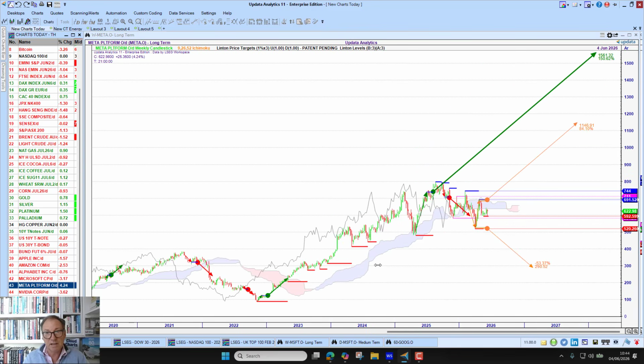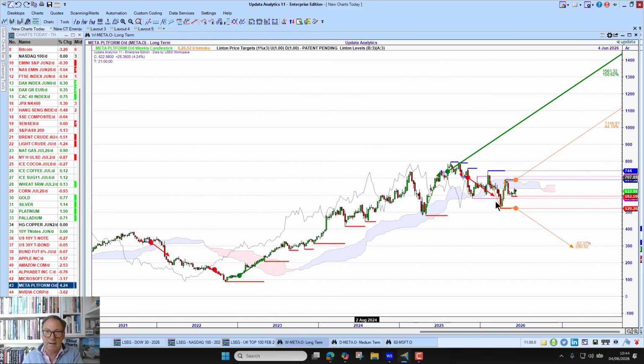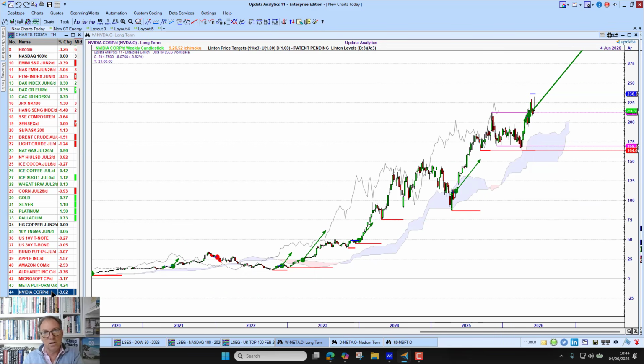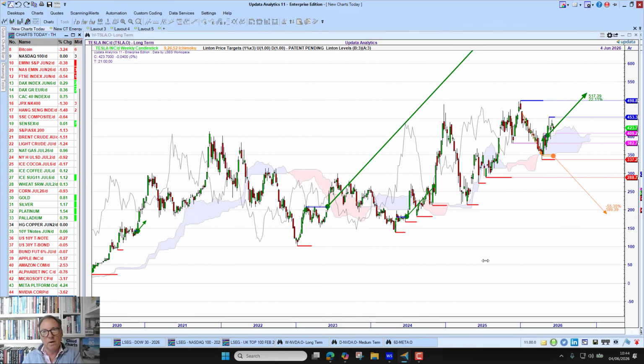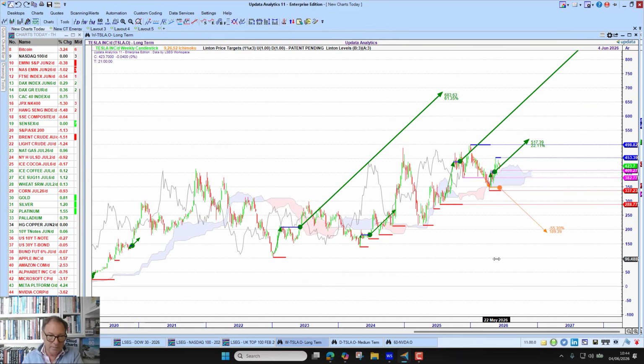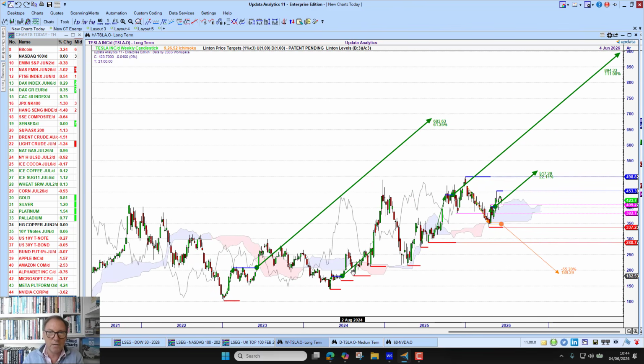Meta, we can see here, this has been really playing with the cloud as well, and we're waiting to see which way we break. Nvidia, long-term strong performance above the cloud. So went into another gear in 2022 when the price was at $25. Imagine that, it's gone up nearly tenfold. Tesla is above the cloud. And of course, there's a lot of euphoria around the SpaceX.